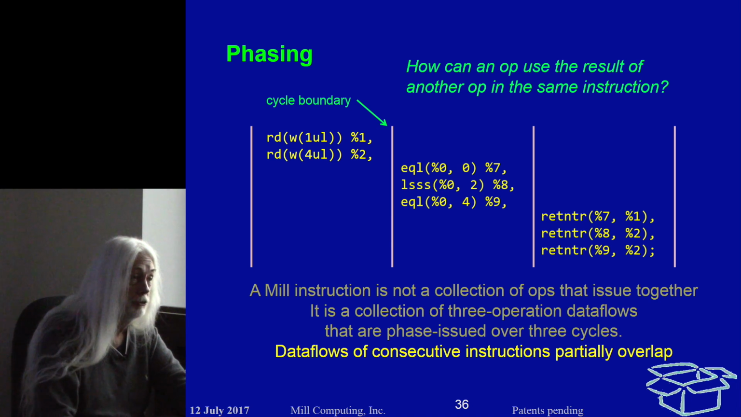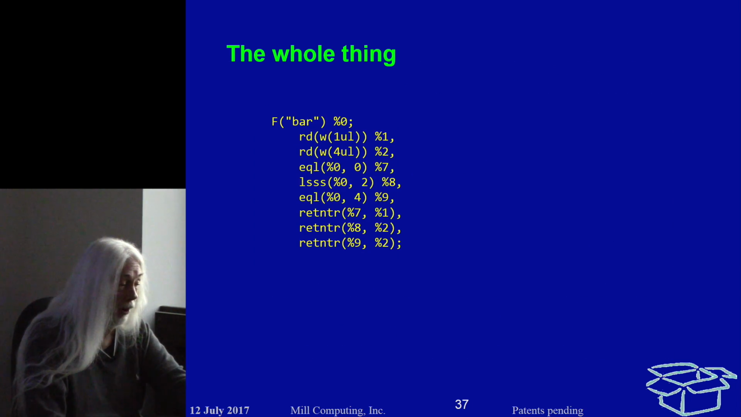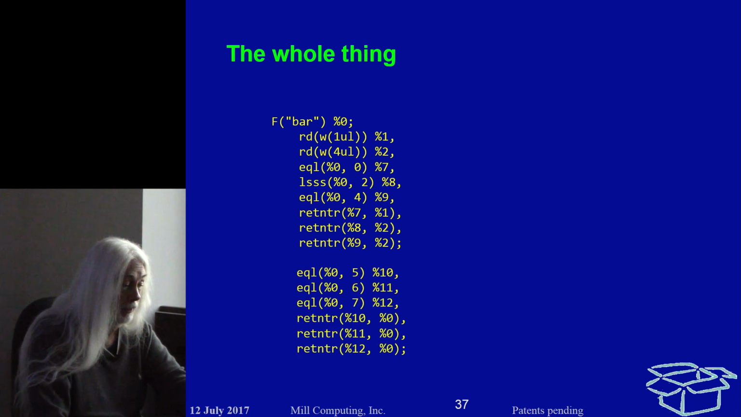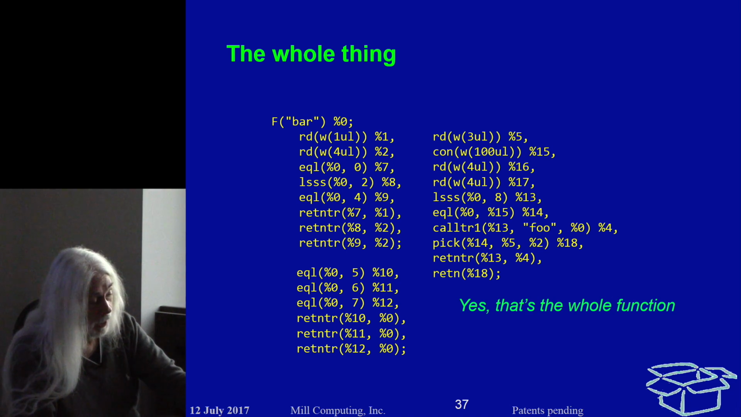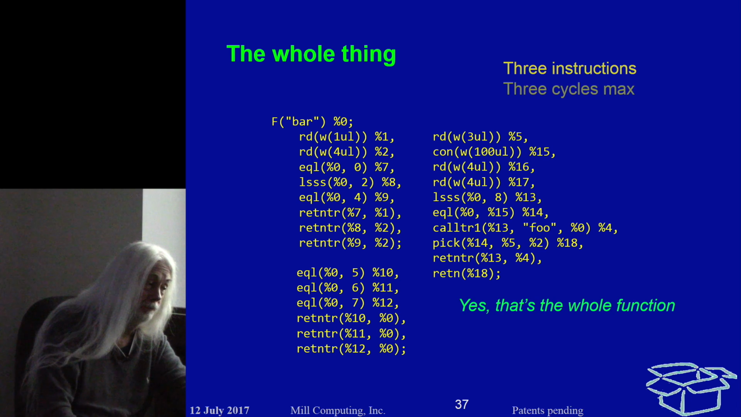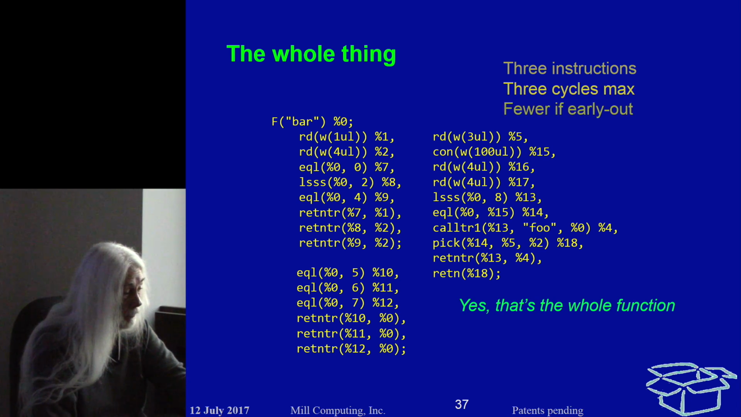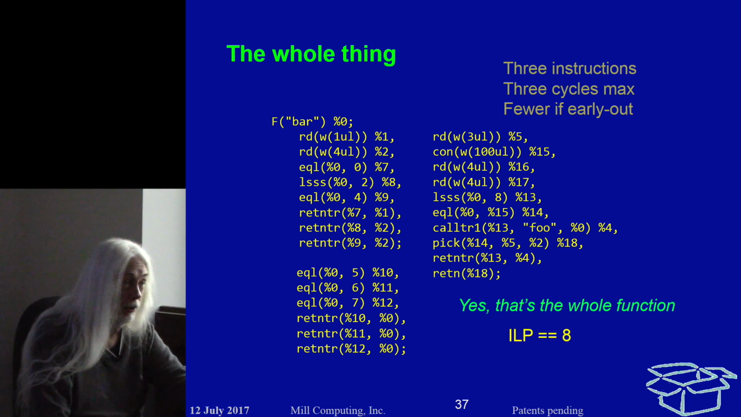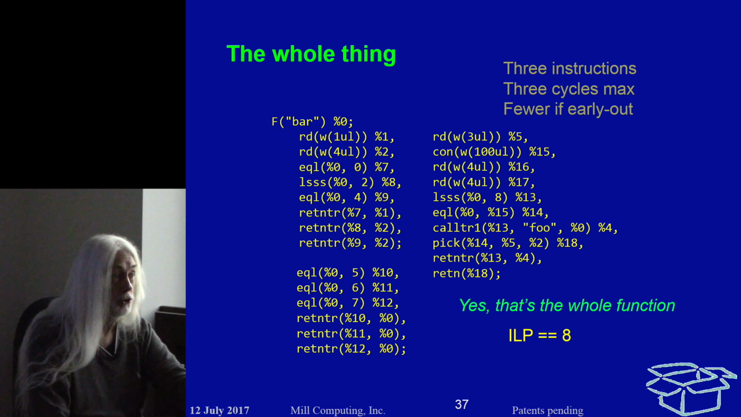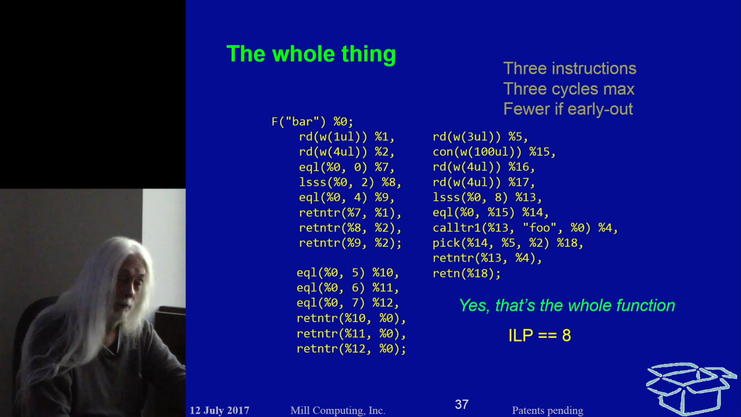But what's interesting is that the data flows of multiple instructions overlap. So this is the whole program, all of bar. There's the first instruction we just saw. There's the second instruction. There's the third instruction. And that's it. That's all there is. Now, 3 instructions, maximum of 3 cycles. And of course, if any of these return trues happen to be hit, you'll be out even earlier than that. If you add up all of that and figure out what the ILP is, you have an ILP of 8. The conventional wisdom is you'll get an ILP of 2 in ordinary code on ordinary machines. We do a bit better than that.